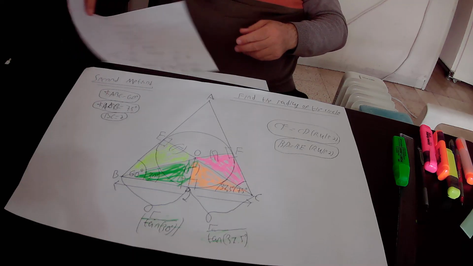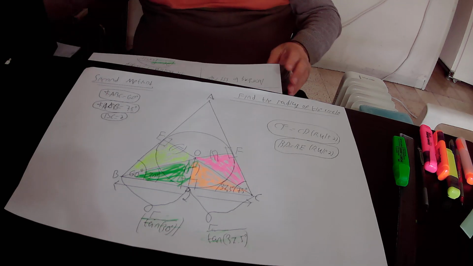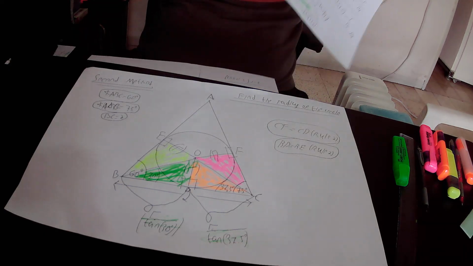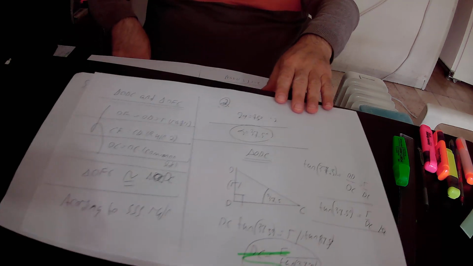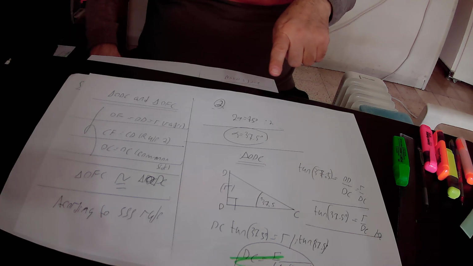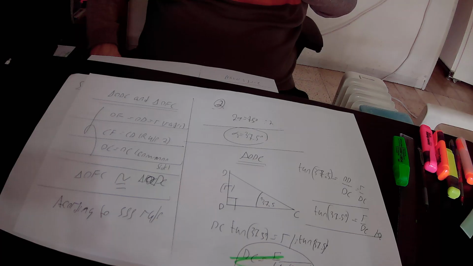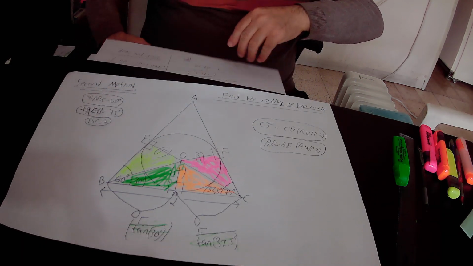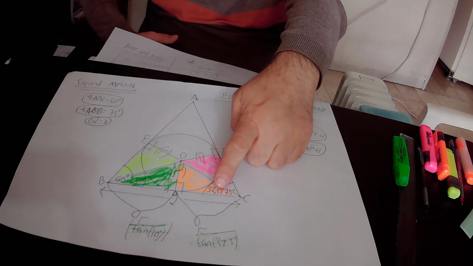Here we have 2 alpha equals 75 degrees. Here we divided this equation by 2 and finally found that alpha equals 37.5 degrees. So this is angle alpha that is equal to 37.5 degrees.